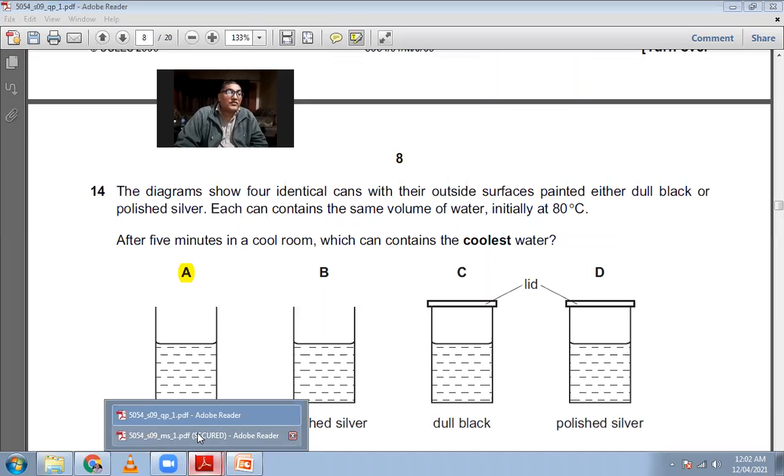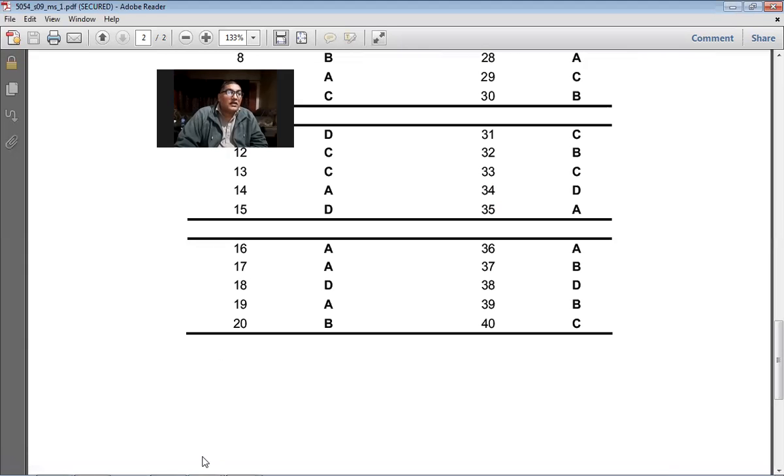Question number 14, A is the right choice.